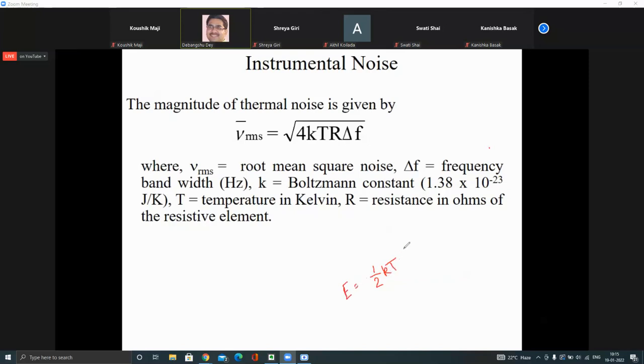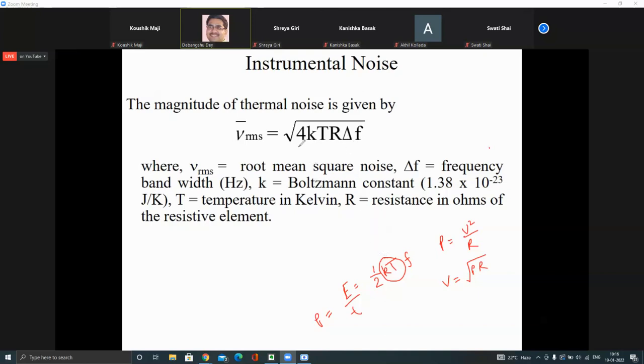Can you remember this? Anyone? That half kT, where k is the Boltzmann constant and T is the absolute temperature. So you can think of energy as some sort of product of this. Now power is energy by time. So we have to multiply it by some frequency, since frequency is cycles per second. So half kT times frequency is sort of power, and power across a resistance is V square by R. So V will be the root of P into R. From that, the RMS comes as the square root of 4kTR delta F.